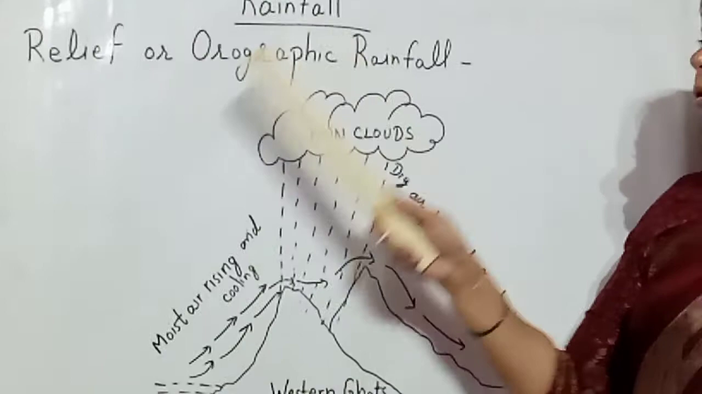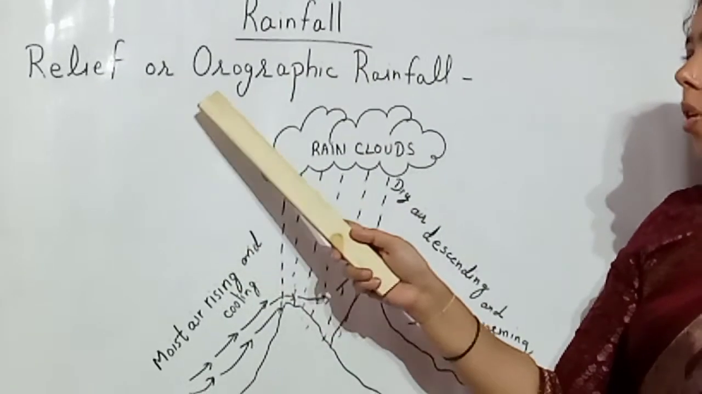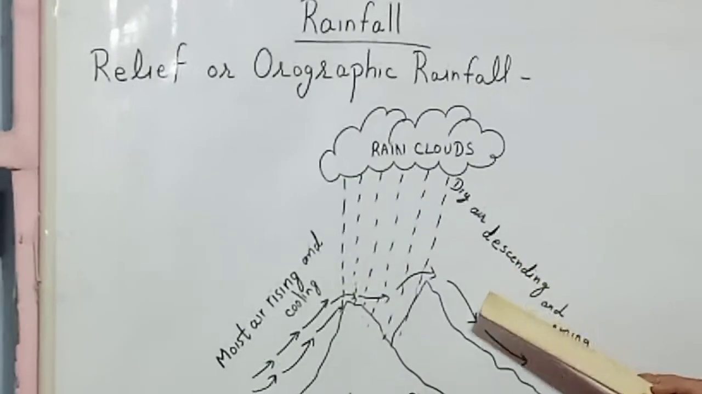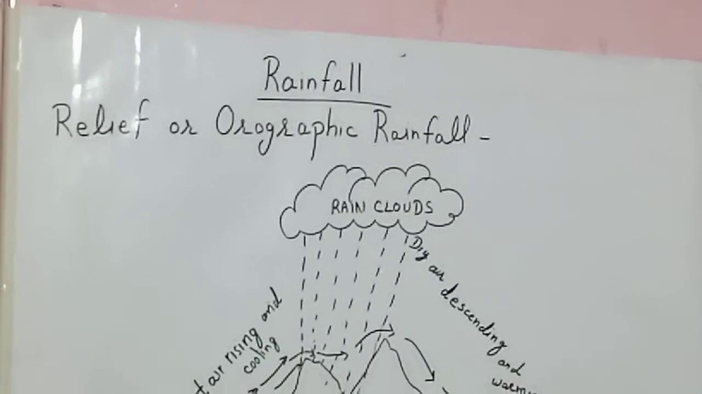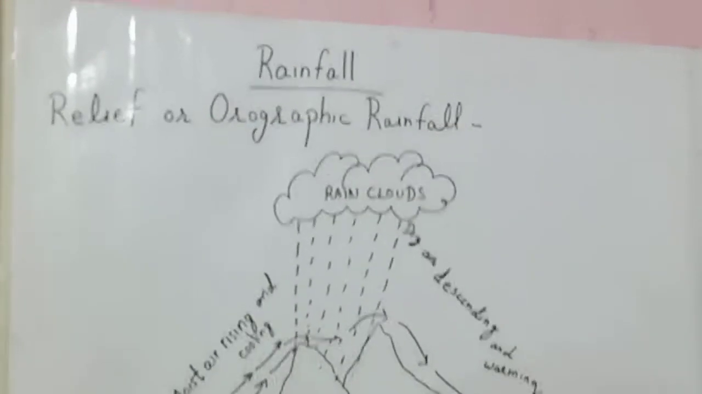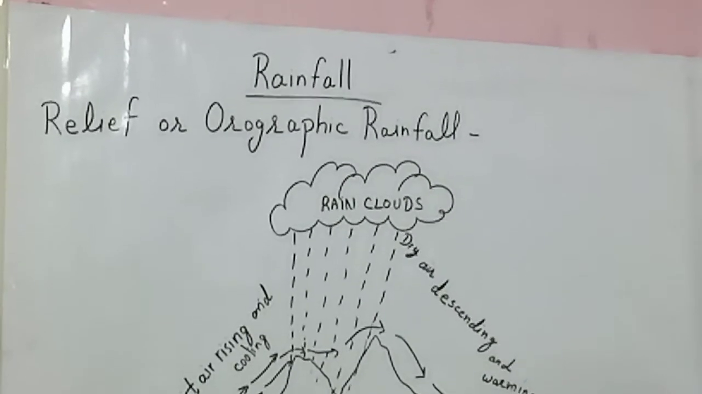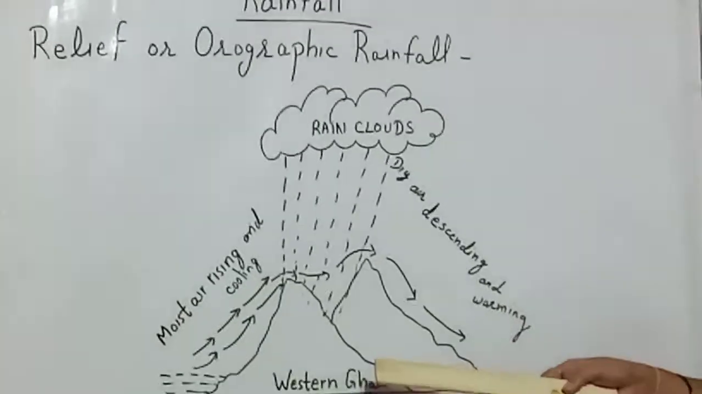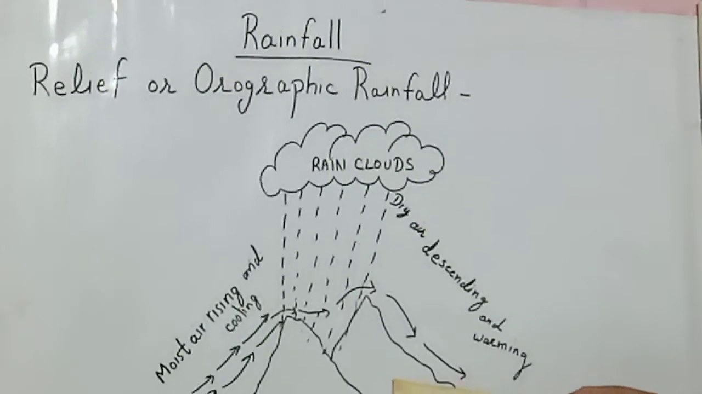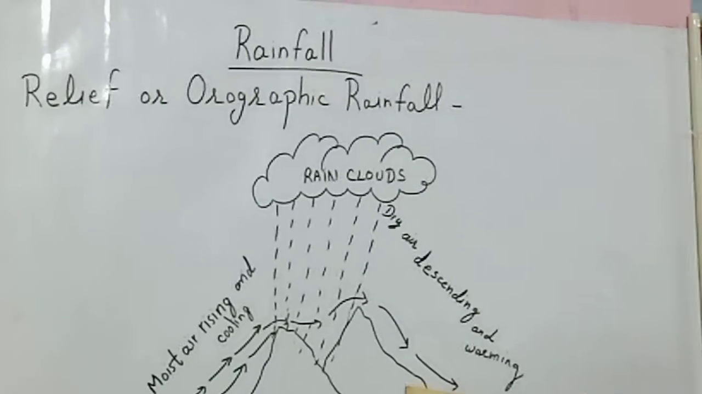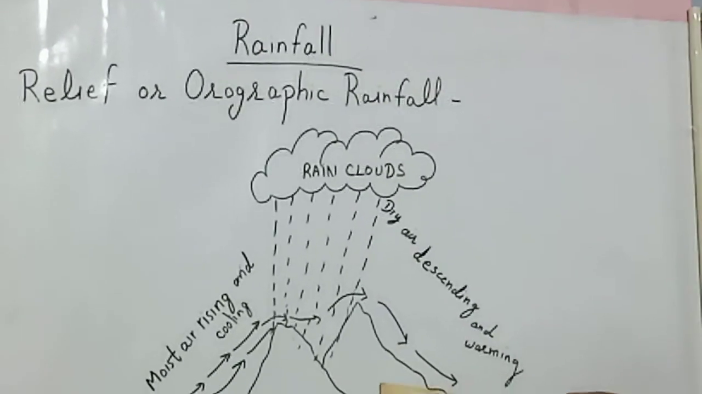Next type of rainfall is relief or orographic rainfall. Sometimes moisture-bearing winds are forced to rise because of the presence of a physical barrier, such as a mountain in their path. Such winds expand and cool as they rise up the slope of the mountain or plateau, and on further cooling form clouds. When saturated, these clouds give rain.